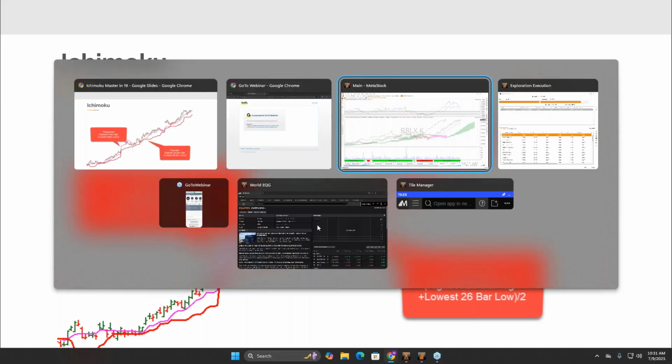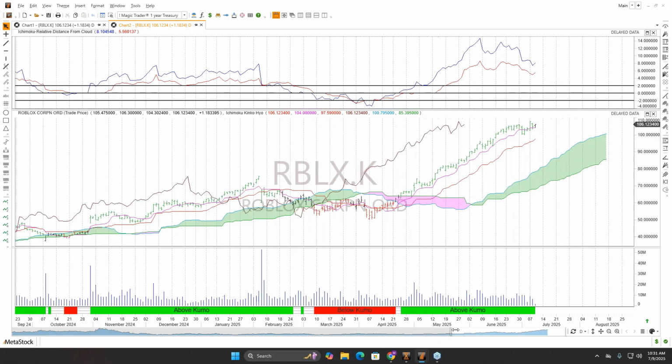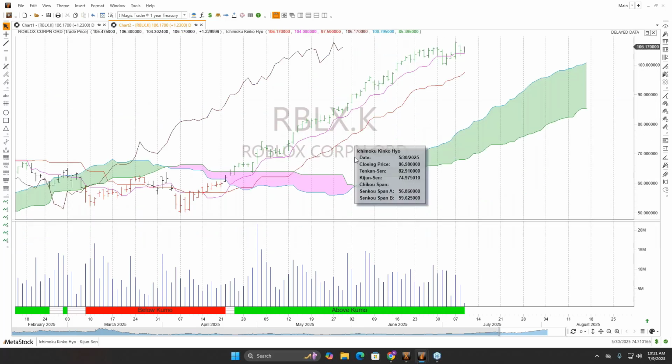This has been probably one of my more successful trades this year, a chart of Roblox. I'm just going to zoom up a little bit right here. We'll talk a little bit about this on the chart example. I do not have the expert advisor attached to this because I want to go through the indicators one at a time. I actually don't want this relative distance from the cloud, so I'm going to take that off.